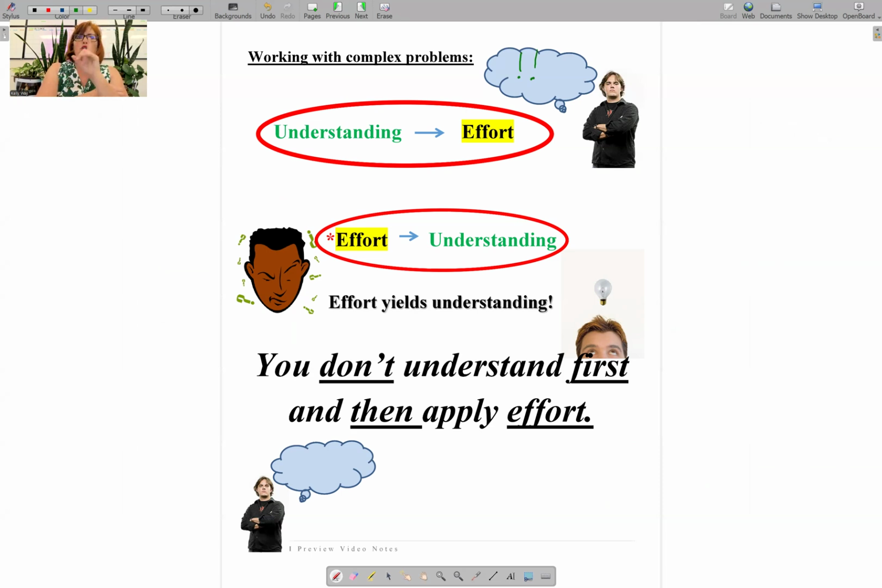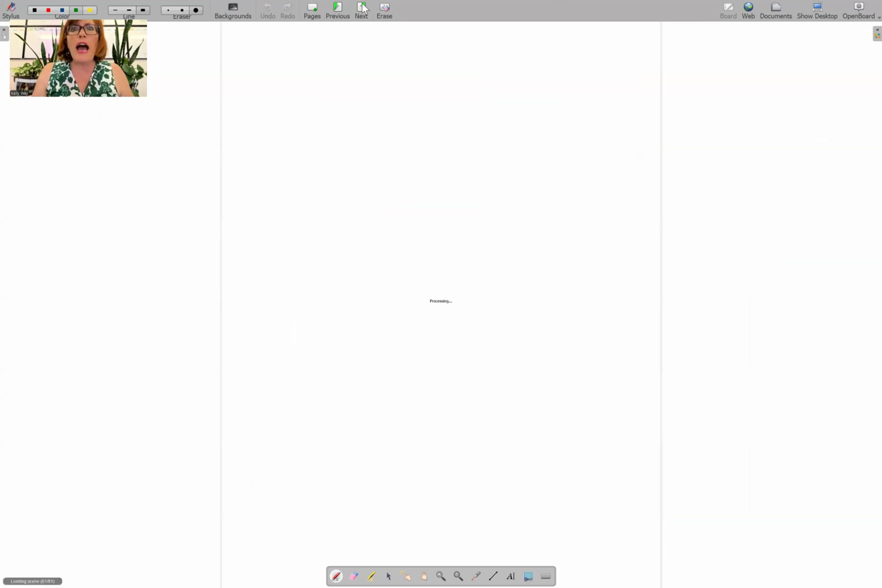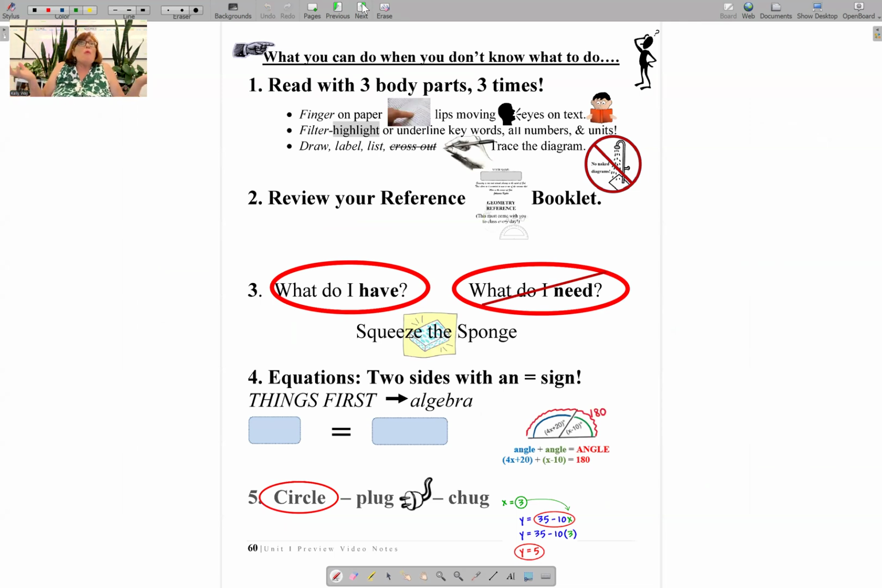Problem is, you don't understand first, then give effort. It's actually the other way around. You give effort, and then your brain says, oh, I understand. You don't understand first and then apply effort. Effort yields understanding. Which leads to the classic question: how do I give effort when I don't know what to do? I give you 5 things that you can do when you don't know what to do.